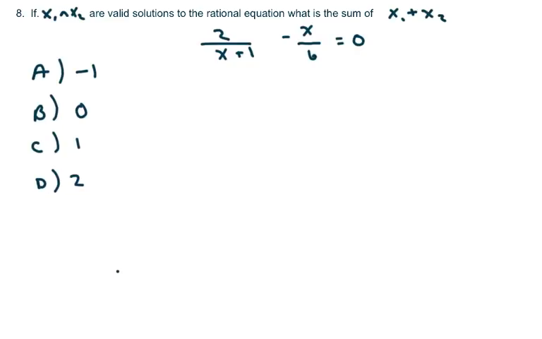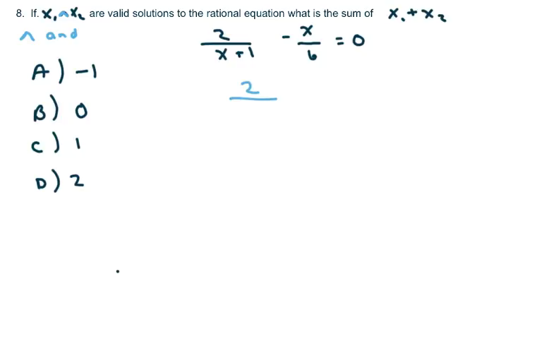This is my and sign. This is Boolean algebra for and. So it says if x1 and x2 are valid solutions, what's the sum of x1 plus x2? So they're both valid solutions, so we don't have to worry about that.